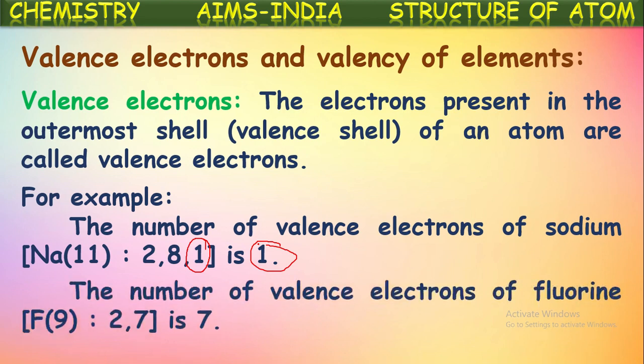Let us see one more example. The number of valence electrons of fluorine. Atomic number of fluorine is 9. If you write the electronic configuration for 9, you get it as 2, 7. Now the valence shell is this. How many electrons are there in the last shell here? There are 7 electrons. Now we can say the number of valence electrons for fluorine is 7. Okay, this is about valence electrons. The electrons present in the last shell or valence shell, which is also called outermost shell of an atom, are called valence electrons.